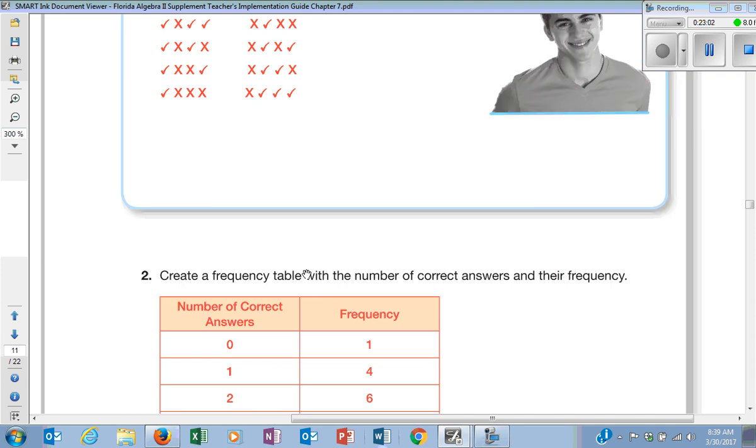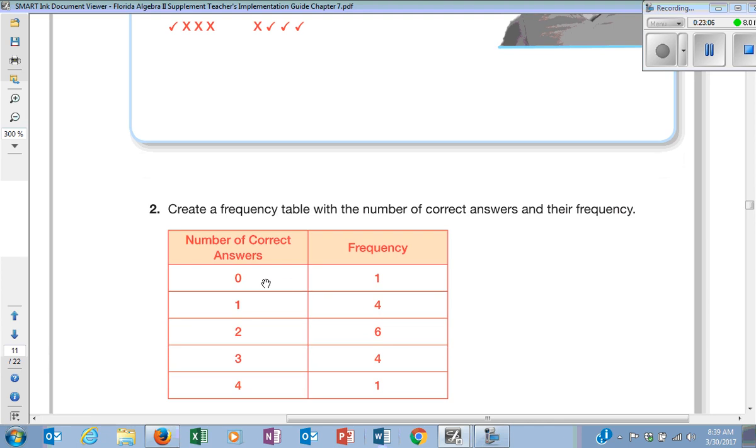So create a frequency table that says the number of correct answers that they got. 0 correct answers, there's only 1 time. All 4 correct, there's only 1 time. 1 correct, there's 4 of those. 3 correct, there's 4, and 2 correct, there's 6. Does that make sense?